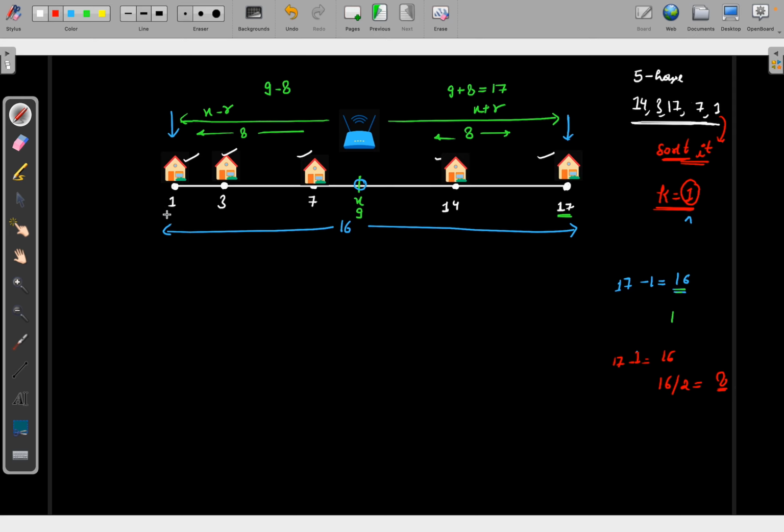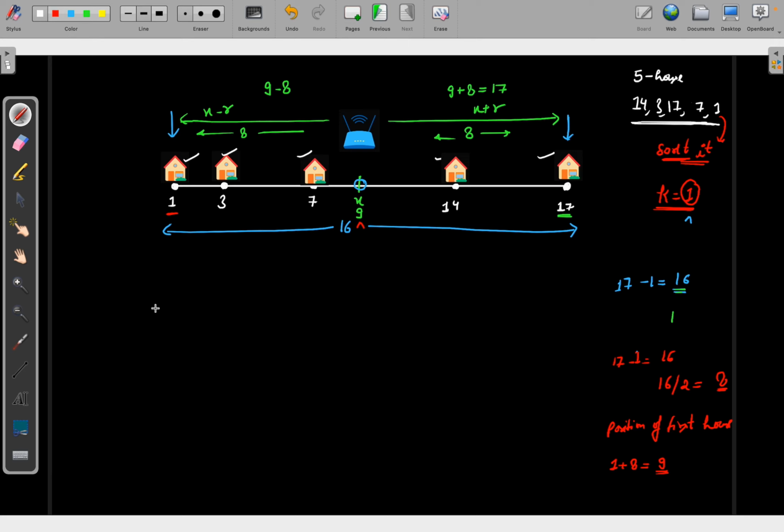And what I will do, I will take the position of the first house, that will be 1 plus 8, and that will be 9. So my position will be at 9. Clear? Basically, are you getting how we are solving it?